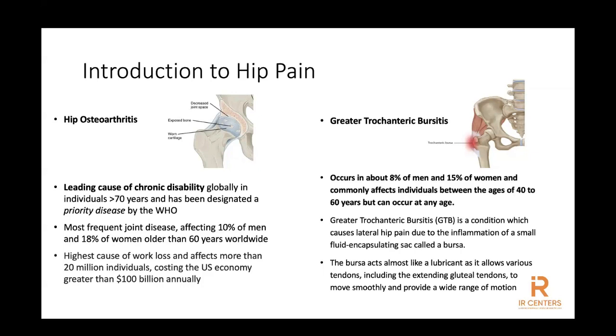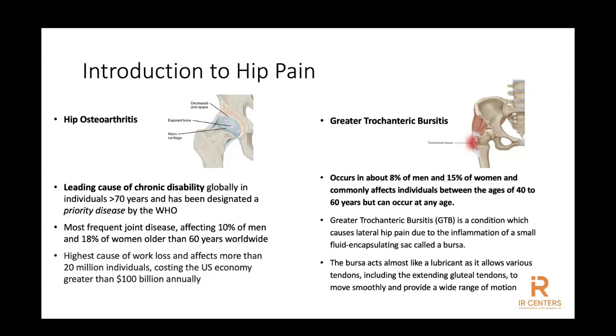Compare arthritis of the hip to another condition which leads to hip pain, which is called greater trochanteric bursitis, or many people just refer to this as bursitis in the hip. Bursitis in the hip is a condition which causes pain on the outside of the hip, or what we call the lateral side of the hip. And sometimes it can actually extend towards the buttock as well.